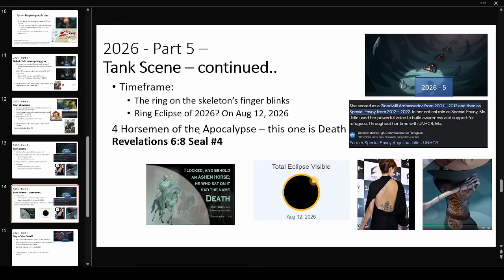So time frame wise for this scene, the ring on the skeleton's finger, when the skeleton grabs this woman, the ring on his finger clearly blinks. These again are references to, I think, the eclipses, especially the ring eclipse, which happens on August 12th, 2026. We do have a ring eclipse, a total eclipse. So expect this scene to take place around summertime of 2026.